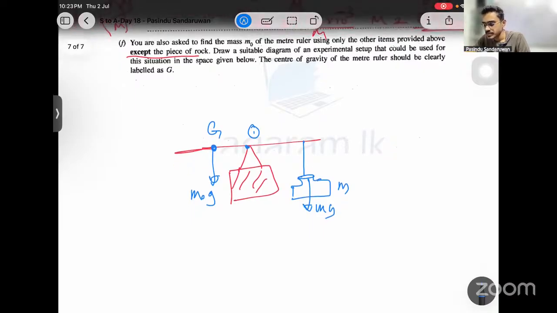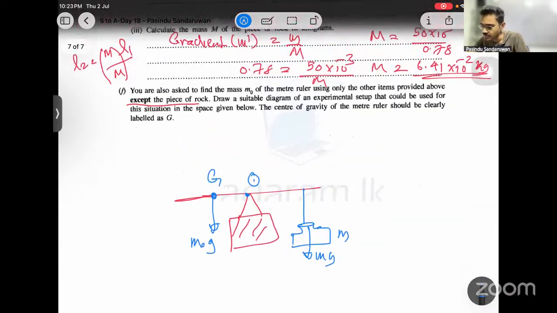It cannot be on the same side. Otherwise, if it is on the same side, the system is going to collapse. So they should be on two different sides. If you switch the sides, that's fine.